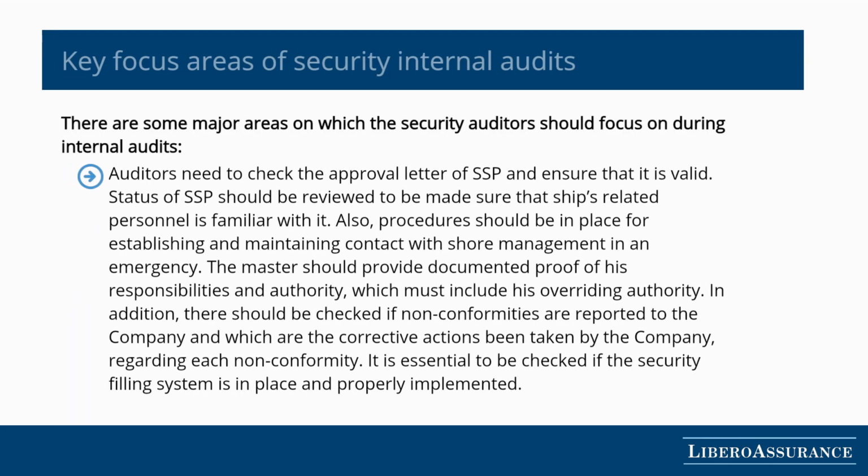Auditors must verify that the ship security plan, SSP, is approved and valid. They should ensure the crew is familiar with the SSP and that emergency contact procedures with shore management are in place. The master must provide documented proof of responsibilities and overriding authority. Auditors also check that non-conformities are reported, with corrective actions taken by the company. Finally, the ship's security filing system must be in place and properly maintained.